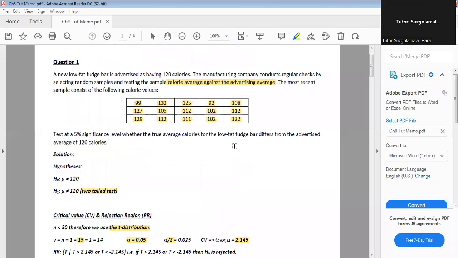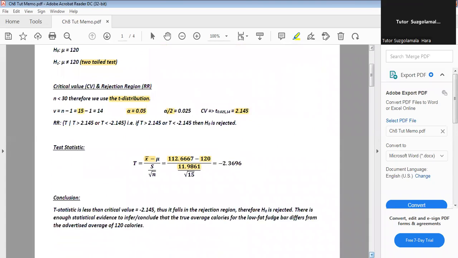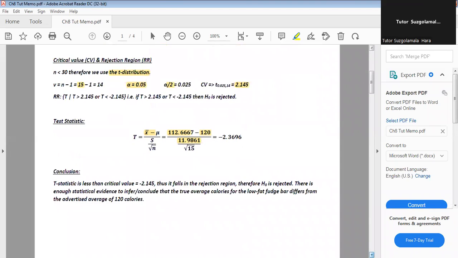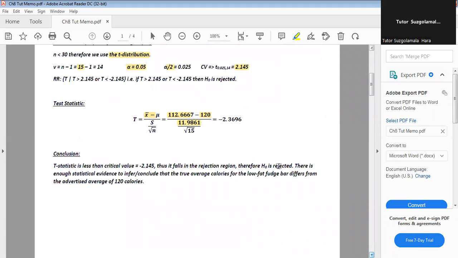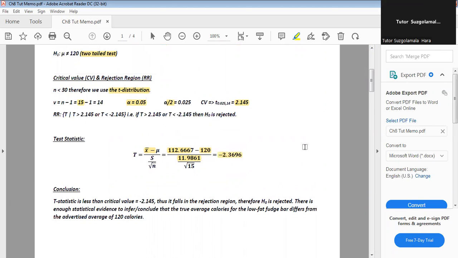your answer. Then you divide by n, which is 15. Then you find your answer. That's your standard deviation. I hope you all know how to find the standard deviation. And then you square root 15, which is your n. So you find this number. Now you need to make a conclusion.